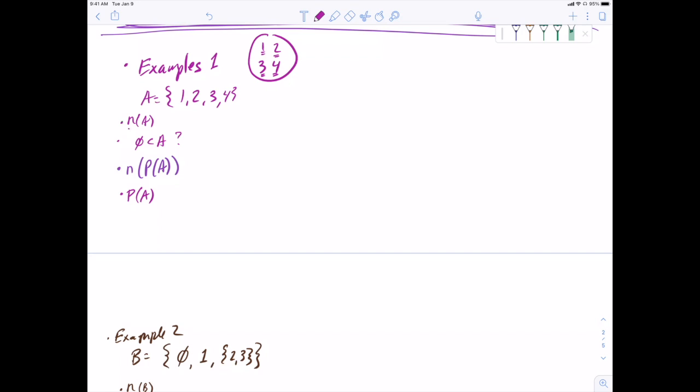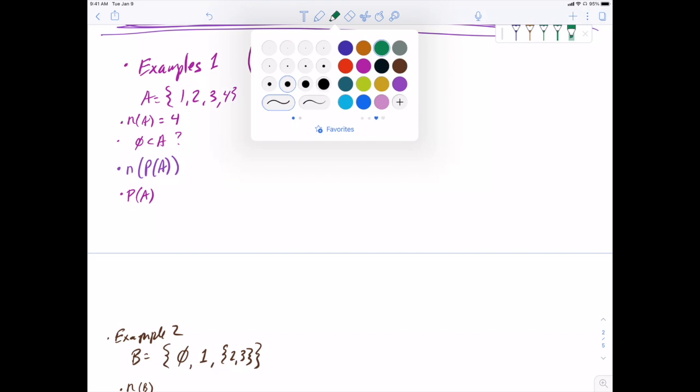So what is the number of elements in A? Remember, that's what the n means. n is the number of elements in our set. And that's simply, how many things are in there? There's 4.